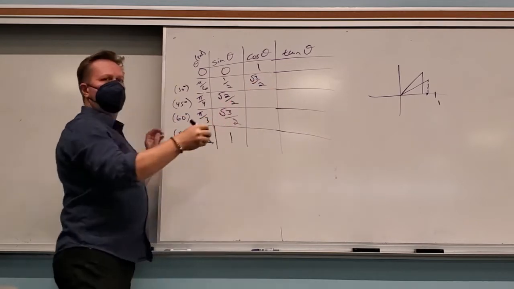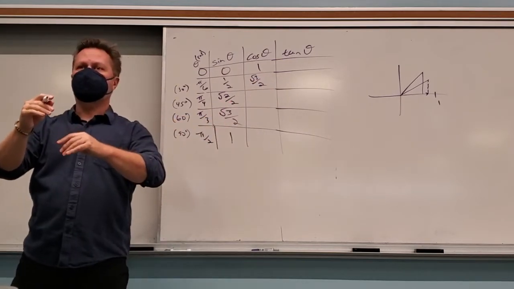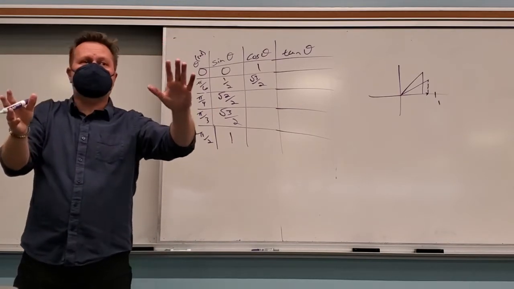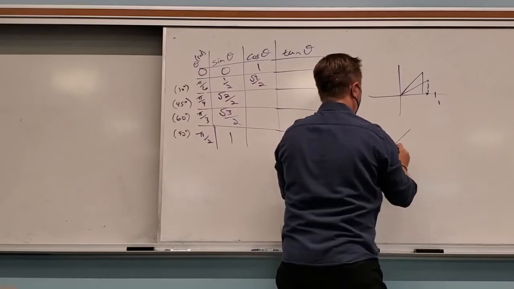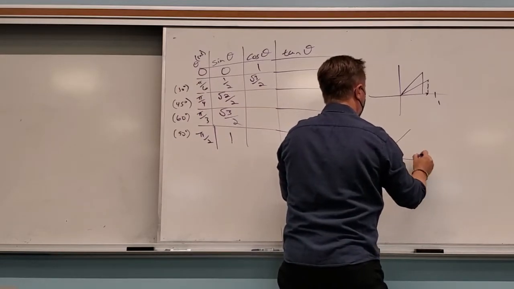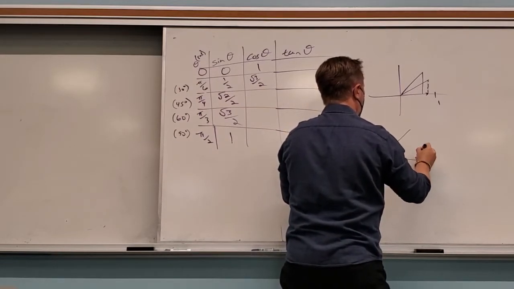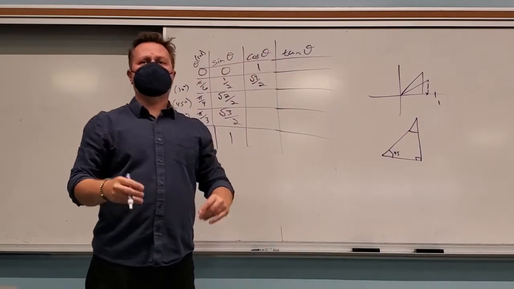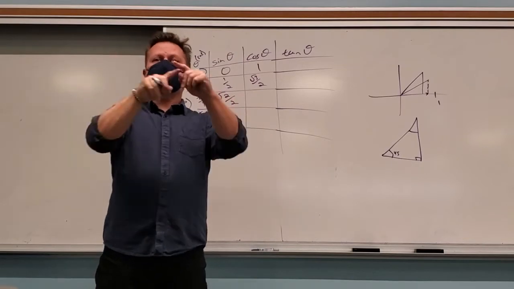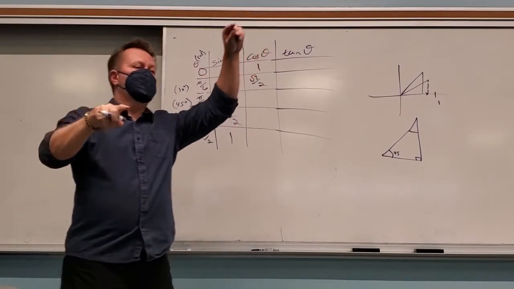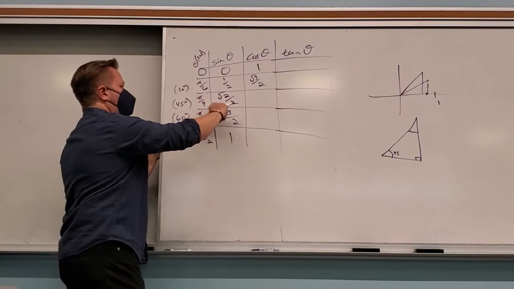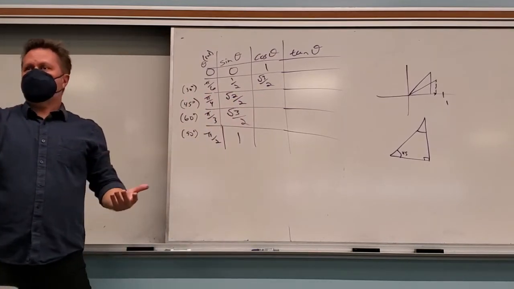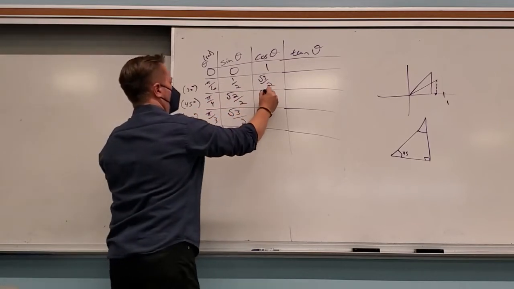At 45 is where they're both the same, right? A 45-degree right triangle is an isosceles triangle, yes? If I have a 45-degree angle here, and this is 90, what must this be? 45. It's an isosceles triangle, so both sides have to be the same length. So 45 degrees, pi over 4 radians, is where sine and cosine agree. It's where they're the same. So it's rad 2 over 2.